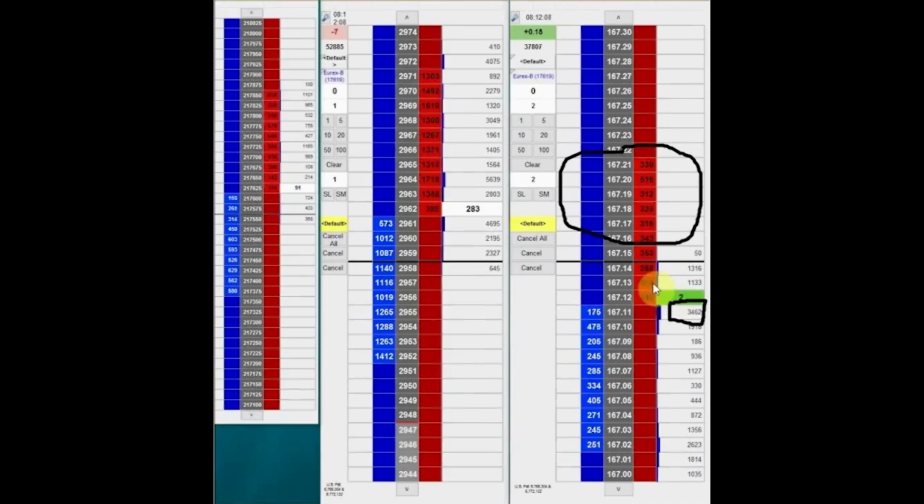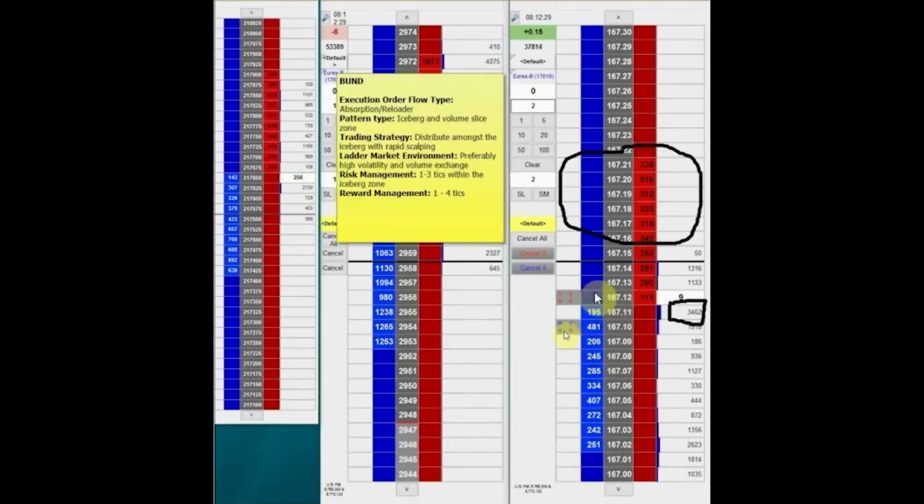So we can see now it's come back to the volume point of control at the 11s, and we're really watching this rather closely now. As this market really starts trading, we want to start looking at a particular type of pattern, and the execution order flow type is absorption reloader, and this is how we create our methodology to analyzing all of our price ladder plays.